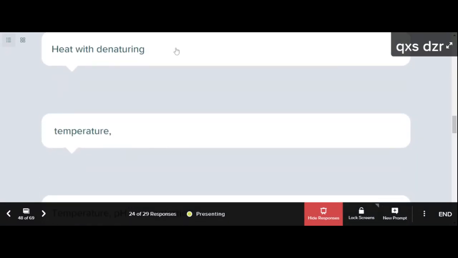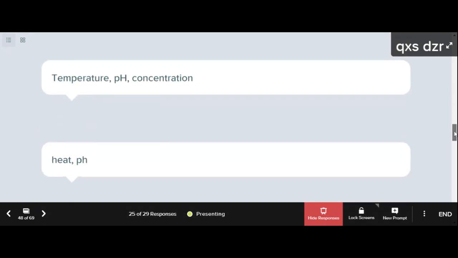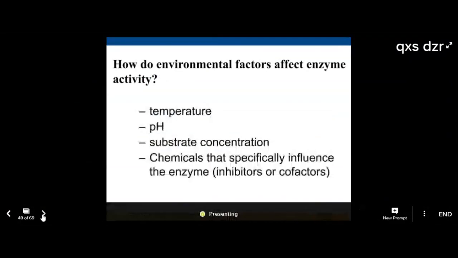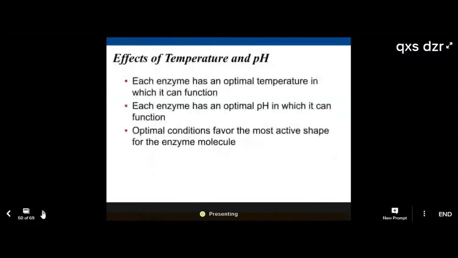Yes. Heat can denature an enzyme. You're ahead of me. Excellent. If you have too much heat, that can denature enzymes. So that is one way in which temperature can affect an enzyme. Yes, you guys have got it. That's good. So you got all those.